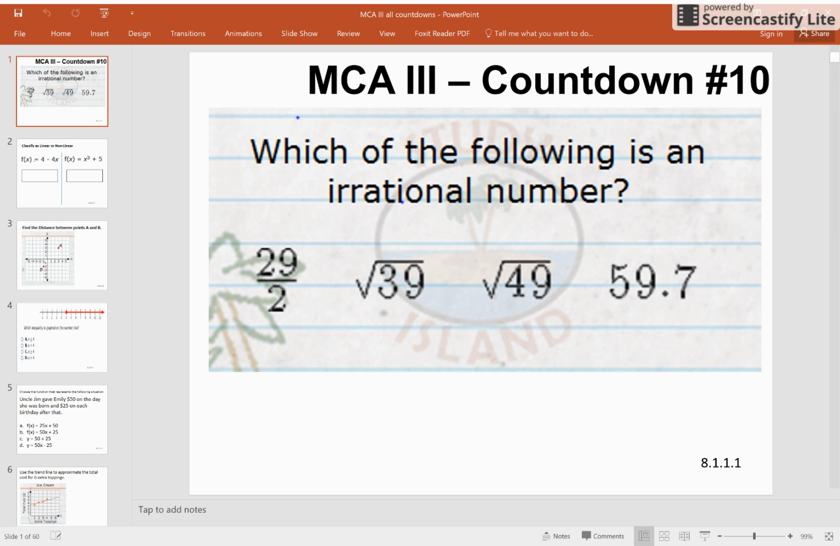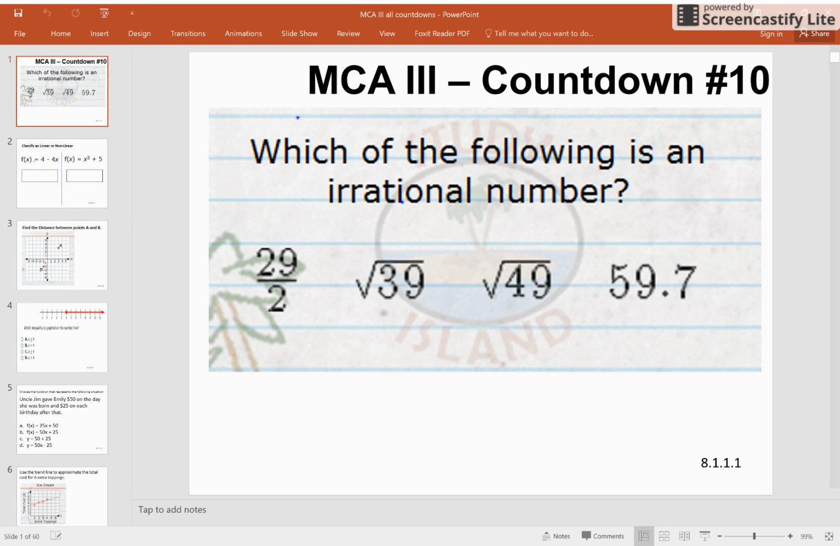MCA Countdown number 10. Which of the following is an irrational number? That tells us that 3 of the 4 are rational and only 1 of them is irrational. A fraction is going to be rational. That's not a problem. The square root of 39, nothing multiplied by itself gives you 39, so I'm guessing it's going to be this one. Let's just verify. 7 times 7 is 49. Yep, that is out. And then any terminating decimal is also rational. So the only irrational one is the square root of 39.